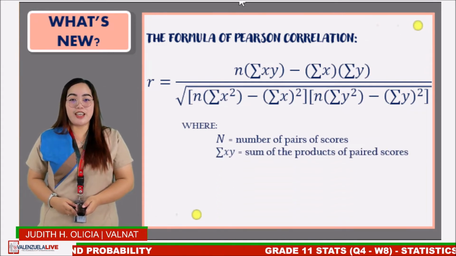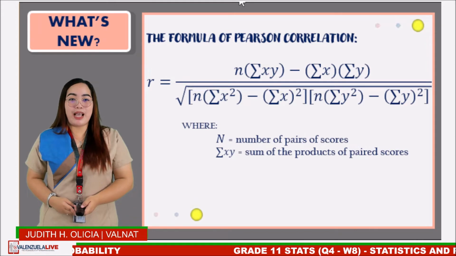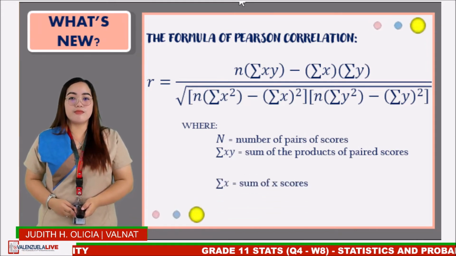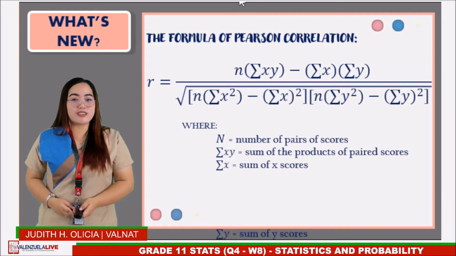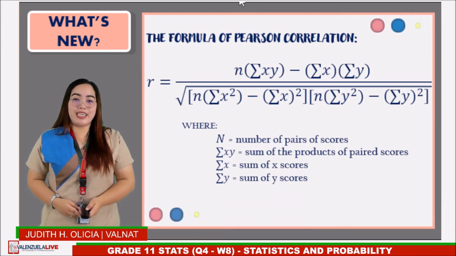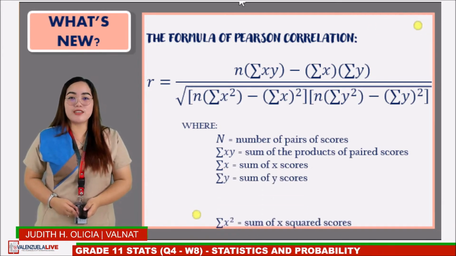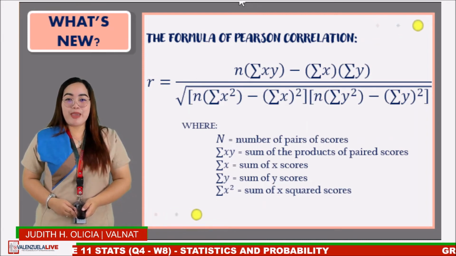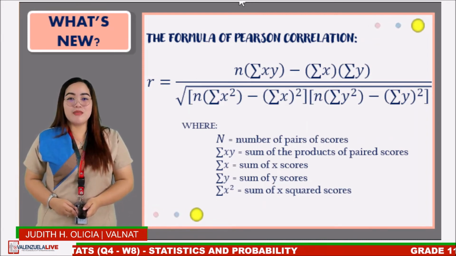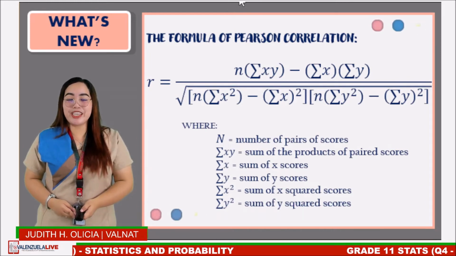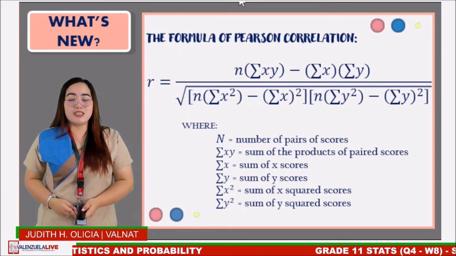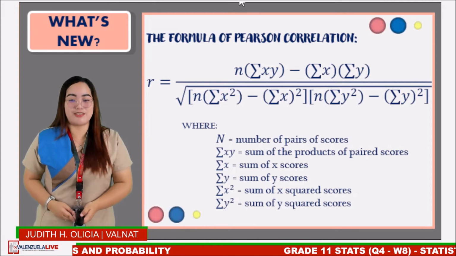Summation of XY is the sum of the products of paired scores. Summation of X is the sum of X scores. Summation of Y is the sum of Y scores. Summation of X squared is the sum of X squared scores. And summation of Y squared is the sum of Y squared scores.